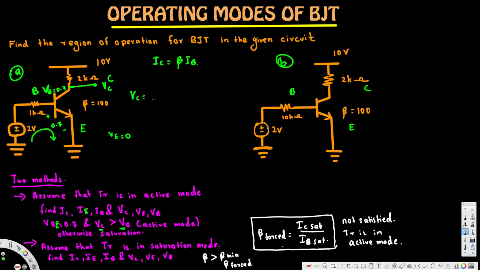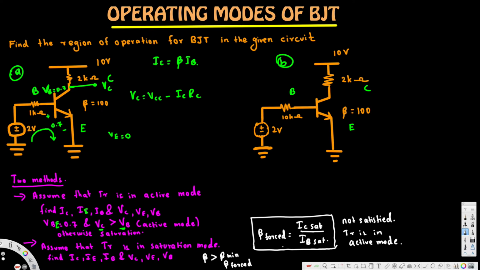We can find the voltage using this formula. First 10 minus IC, or generally we can write it as VCC minus IC times RC. So this is the general formula. Now first we have to find out what IC is, then the resistor is already there, that's 2 kilo ohm. Then we can calculate VC. Then we can compare VC and VB. After that we will know whether this is in active mode or saturation mode.